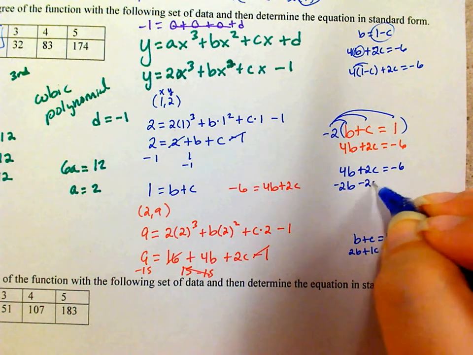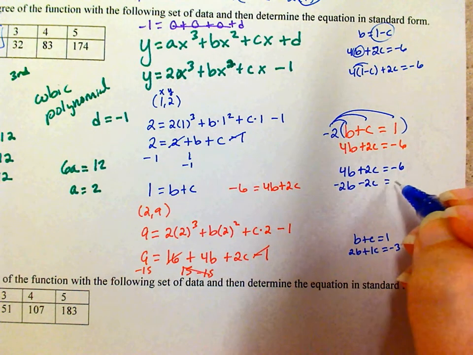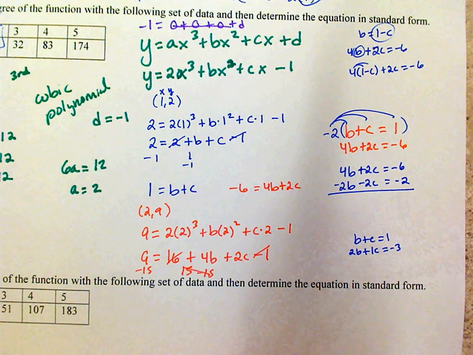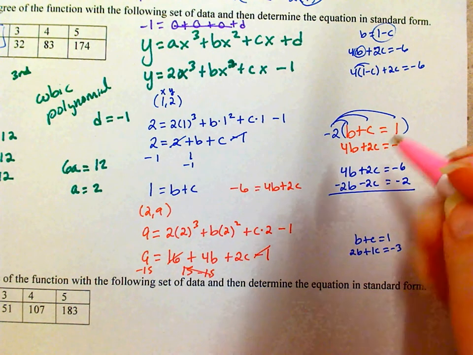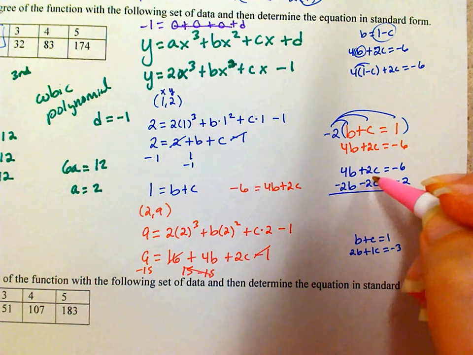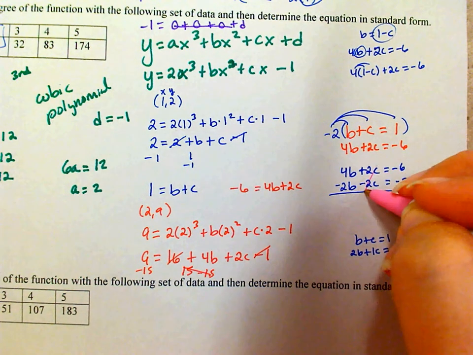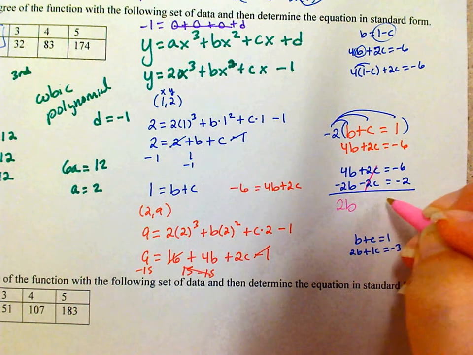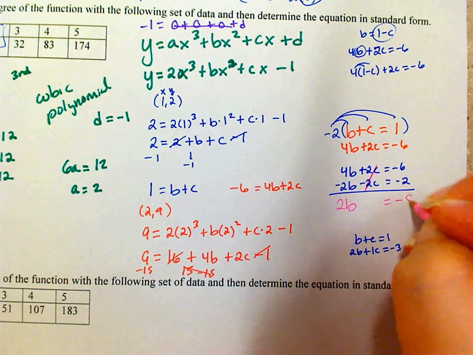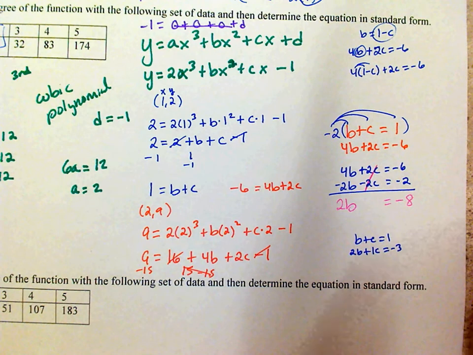Now, a lot of kids ask at this point, do I add or subtract? Well, the only way that these two cancel each other out is if you add them. So added up, those give you 0. 4 plus a -2 is 2. And -6 and -2 is a -8. Okay? So then if I divide by 2, then I get B equals -4.